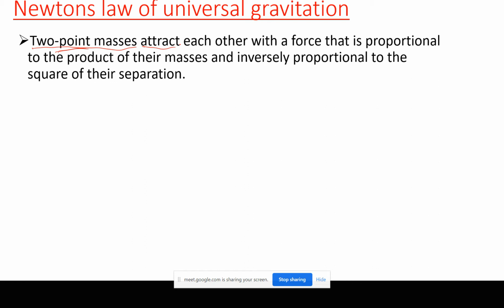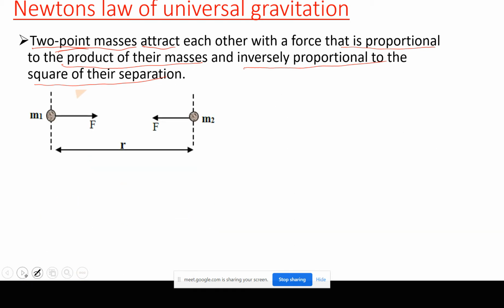Two point masses attract each other with a force that is proportional to the product of the masses and inversely proportional to the square of their separation. So the force between you and the earth depends on your mass and the mass of the earth, but it varies inversely proportional to the square of the distance between you and the earth. When you move away from the earth's surface, the field strength decreases because the field lines move further apart. So the force weakens.